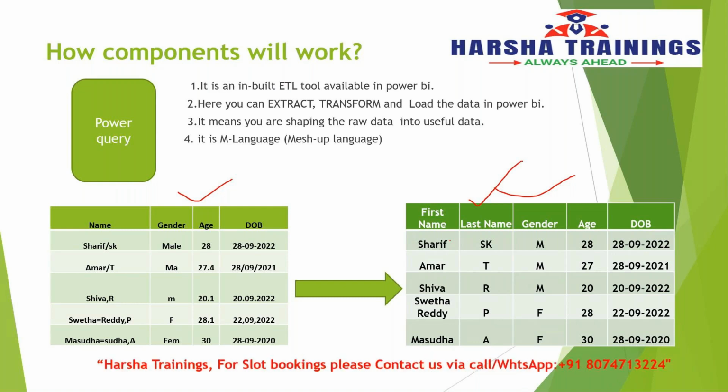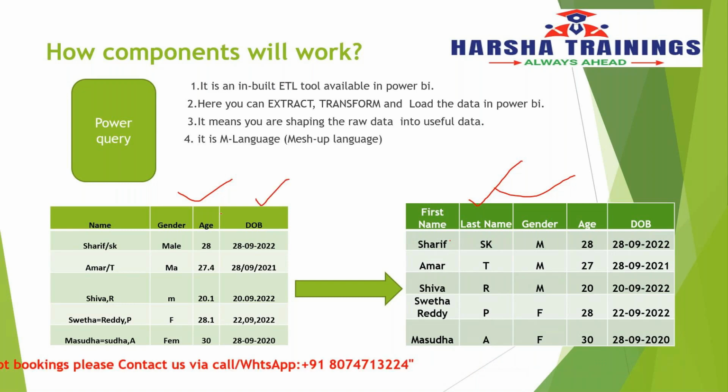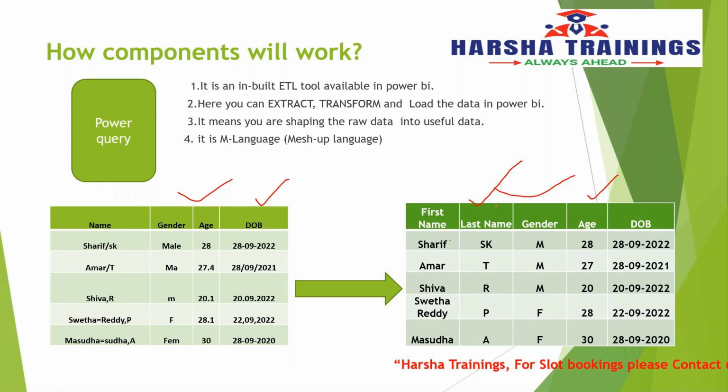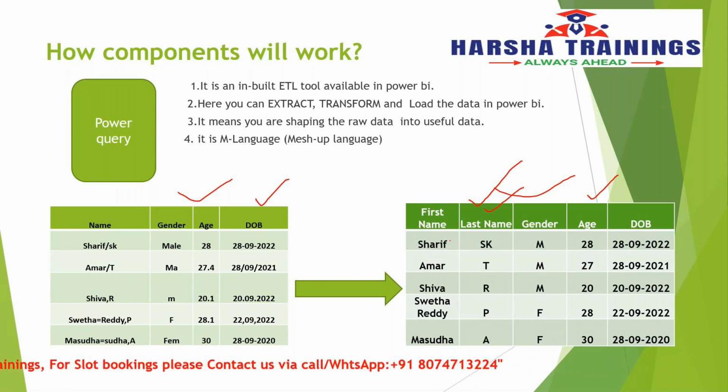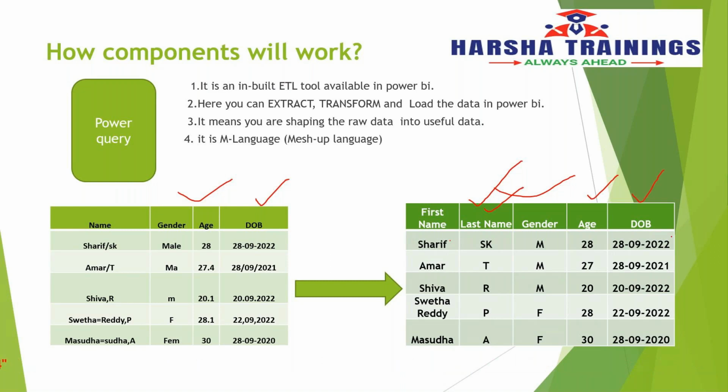We are having a table. Here we had only 4 columns. Now we have 5 columns. One column I added, which is called last name. If you observe the date of birth column, the entire data has been maintained in the same, single format. Yes or no?